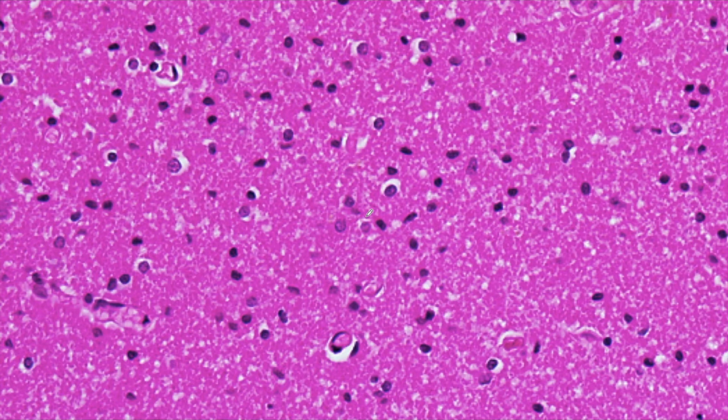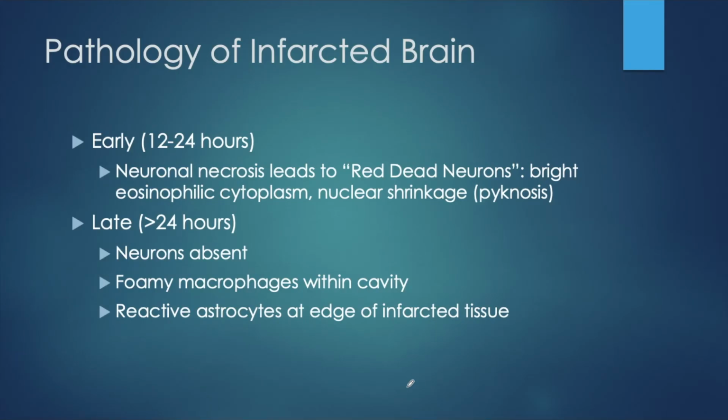Here's white matter on H&E stain. You can see many oligodendrocytes present, myelinating the axons running through the white matter. Let's talk about a few pathologic features of the CNS.